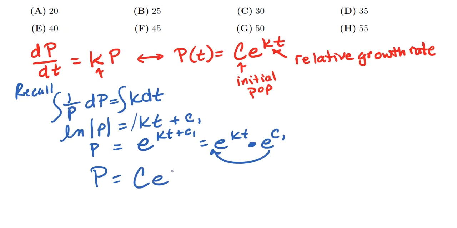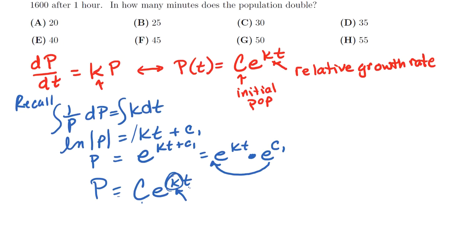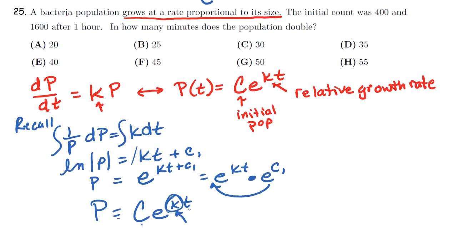exponential function. And then to find the relative growth rate, if we put in time 0, then this becomes 1. So that's why C is our initial population. And we needed a second point to find out what the relative growth rate K is. All right, so now let's go back and look at this specific problem.